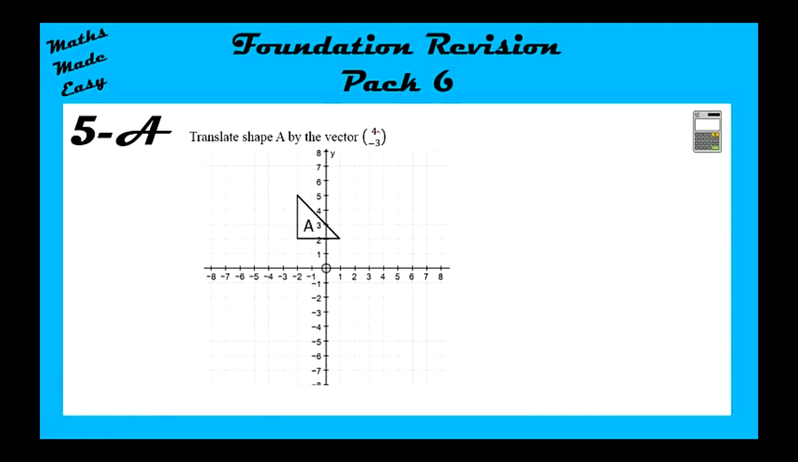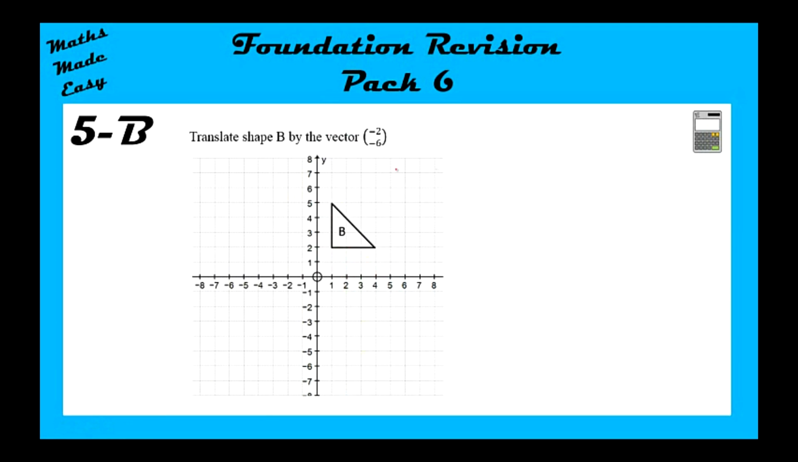Translate this shape by a vector 4, -3. 4, -3 corresponds to 4 right and 3 down. So that's how far we've got to move this shape. So pick a point like this one here and go 1, 2, 3, 4 right, and then 1, 2, 3 down. Take this next point here, we're going to go 4 right and 3 down, and the last point at the top, 4 right and 3 down, and we end up here. So this is the final shape. A ends up here.